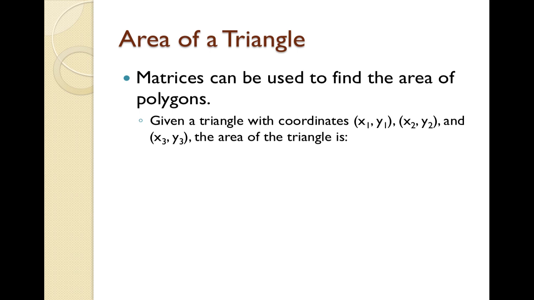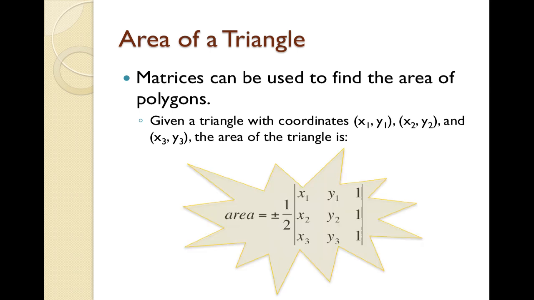Now we're going to use determinants to find the area of a triangle. So matrices can be used to find the area of any kind of polygon. For right now, we're just going to use it for a triangle. So we are given a triangle with generic coordinates, x1, y1, x2, y2, x3, y3. To solve for the area of a triangle, we are going to use this formula right here. So what we see is that the area of the triangle equals plus or minus 1/2 times the coordinates, but we have to add a third column of 1s here to make it a 3x3 matrix.